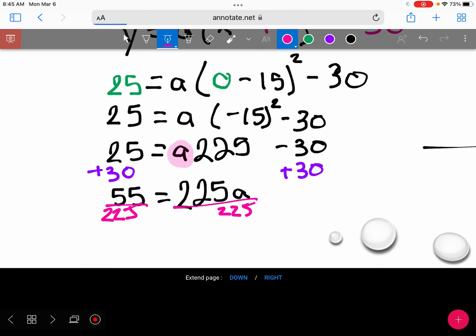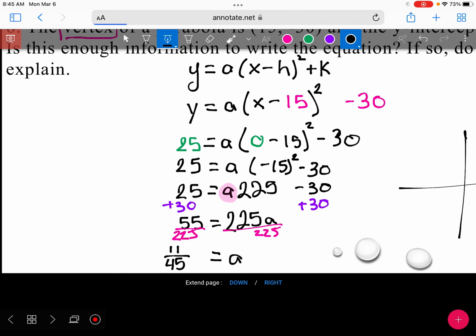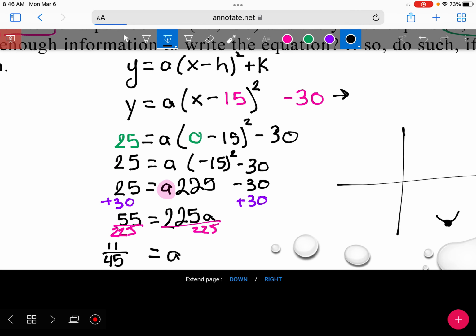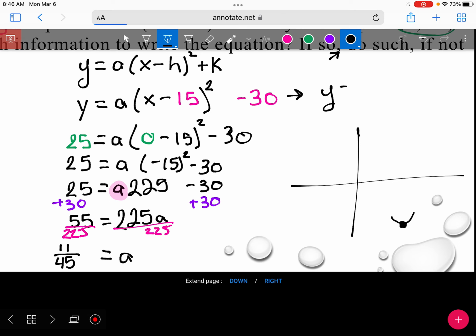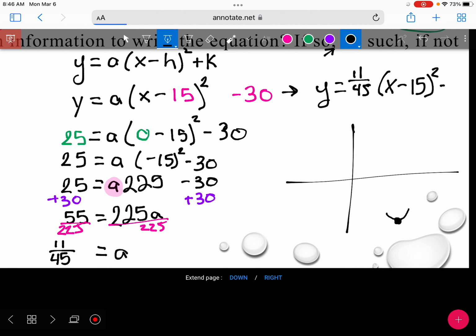And if you use the yellow calculators, because the yellow calculators are awesome, it will simplify it for you. And what we have is 11/45 is our a value. So we could come up here to get our equation, which is what it says to do. We know the a value is 11 over 45. So y equals 11/45 times (x minus 15) squared minus 30. This is our whole equation here.